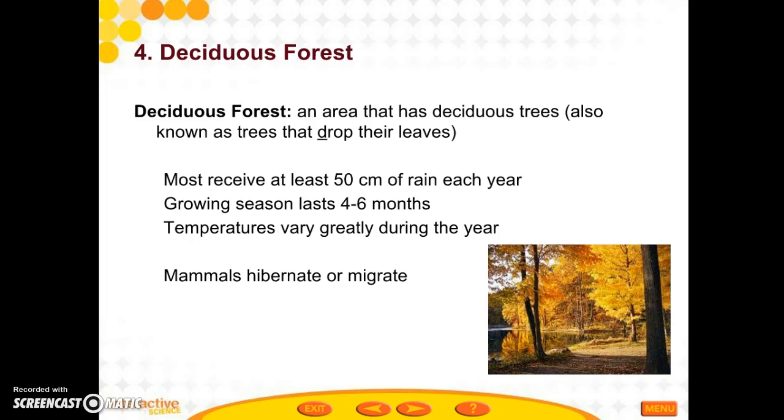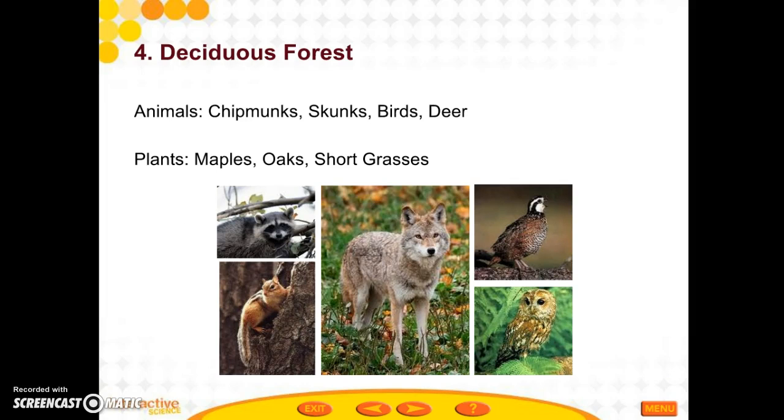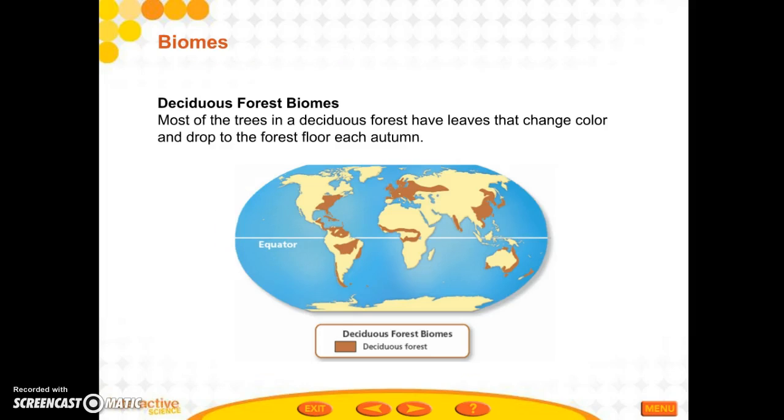Temperatures vary greatly throughout the course of the year, making for seasons and also making for animals that will migrate. Chipmunks, skunks, birds, deer, raccoons, wolves, pheasants, owls. Since we live in one, if you look out your window, it's pretty easy to see an animal that would be characteristic of the deciduous forest. Deciduous forests are mainly in the upper latitudes, but again, kind of like in your rainforest, it's going to be in areas that really are impacted by high and low pressure fronts. And we can talk about that a little bit more in class.